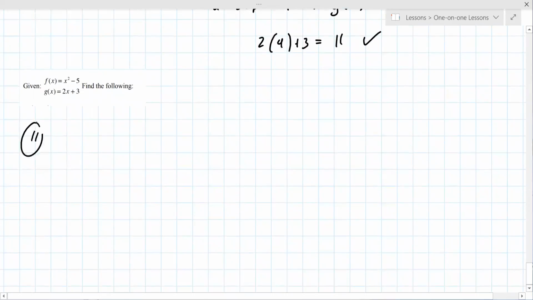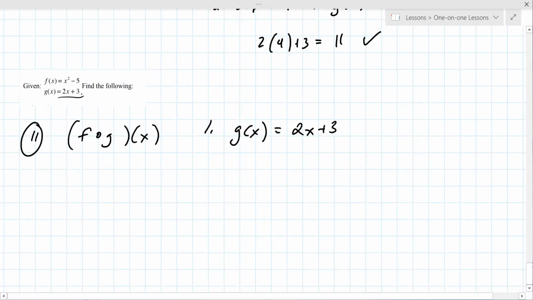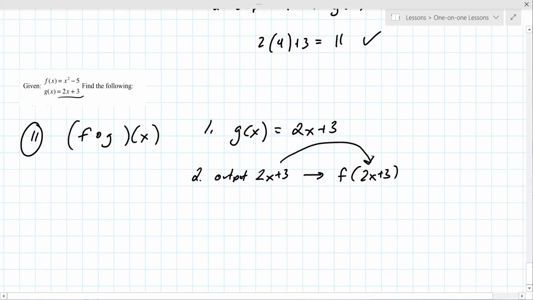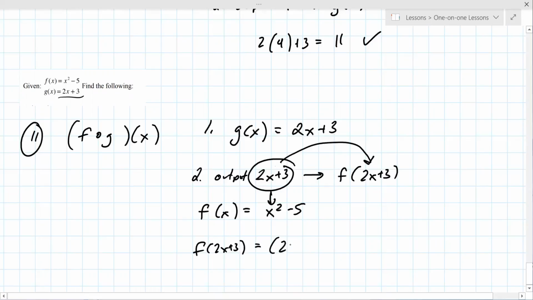So now number 11 is f bubble g of x. So again, same thing as you find g of x. Well, g of x is given. That's 2x plus 3. So the second thing is you take the output, which in this case is 2x plus 3. That's the output. And you put that into f of 2x plus 3. So this thing goes right in there. So f of x is x squared minus 5. A lot of words to say you're taking this and you're putting it there. So f of 2x plus 3 equals 2x plus 3 squared minus 5.